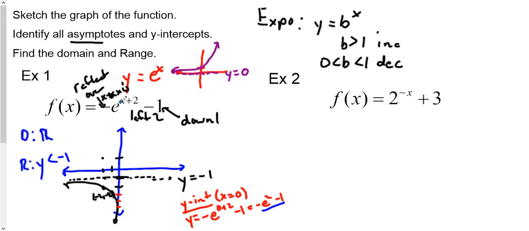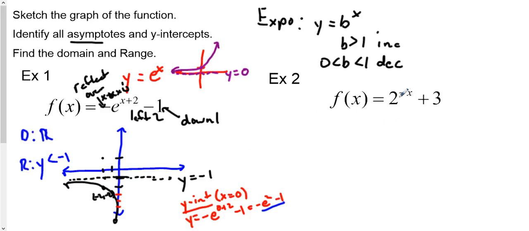Kind of talked through it. The key thing is to know what your original function looks like. And then from there, you can find the horizontal asymptotes. You can find your y-intercept and so on and so forth. So let's try another one.